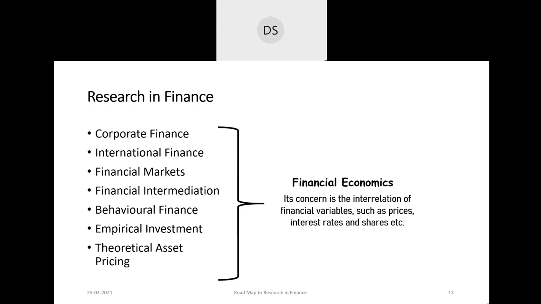All these are coming under the umbrella of financial economics because it takes care of the interrelation of financial variables such as prices, interest rates, shares, etc. All what I said with regard to the scope of research in finance deals with the total area you could put in one compartment, and you must call it financial economics. When you deal with this, you must have the courage to say that the scope of financial economics is exactly this one.